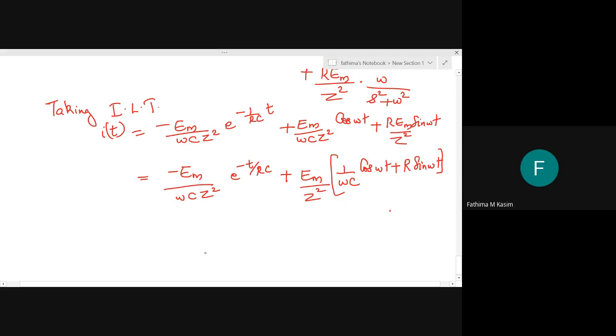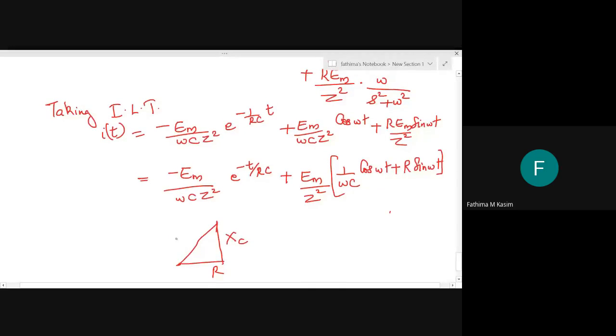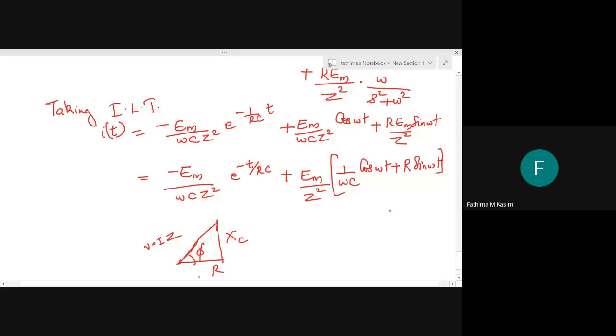So as you all know, the impedance triangle for an RC circuit will be like this. This is R, this is XC, and this is Z. And this is the angle between voltage and current, which is equal to phi. So this is V is equal to I into Z, this is V is equal to I into R, this is V is equal to I into XC. So we can write this as R, XC and Z. This is the impedance triangle, and the angle between voltage and current will be equal to phi, that is marked here.